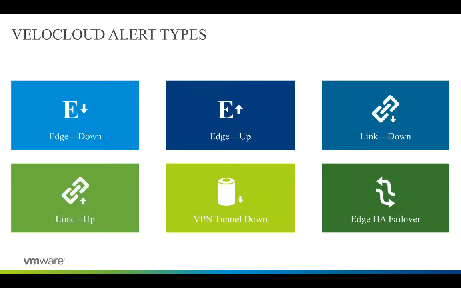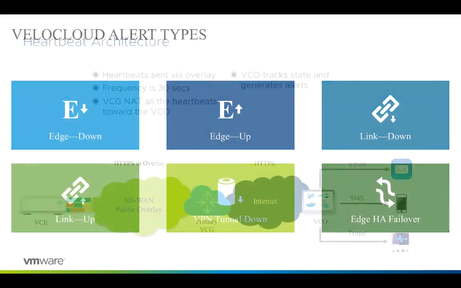So there are six types of alerts which are defined in the system: edge up and down alert, link up and down alert, VPN tunnel down alert, and HA failover. Edge here means the CPE device which is installed and configured on the customer premise. So this edge could be on the branch site, or it could be on the data center side where the edge is enabled as a hub device.